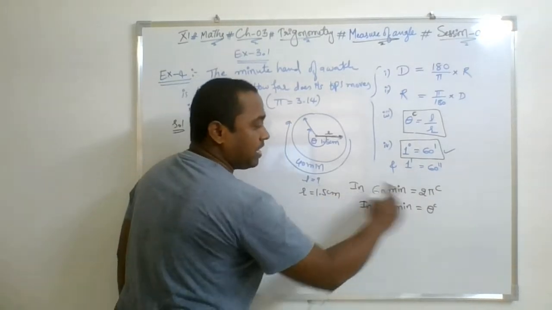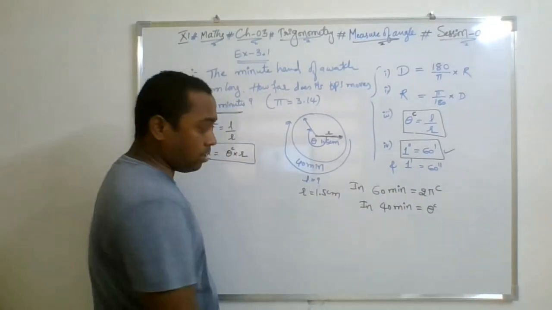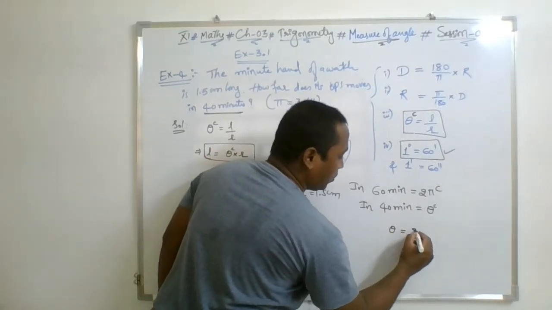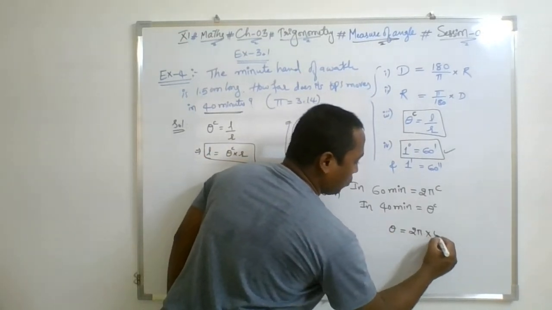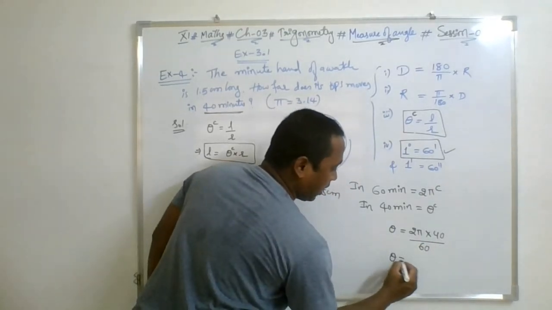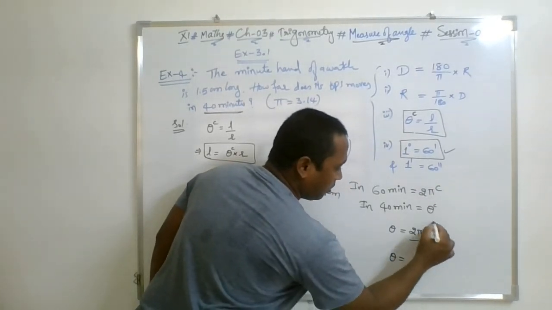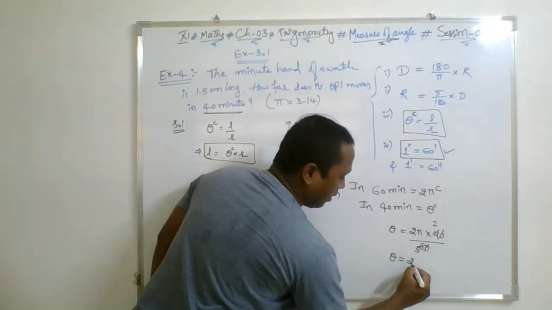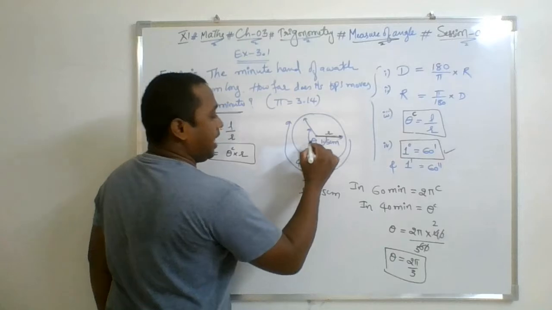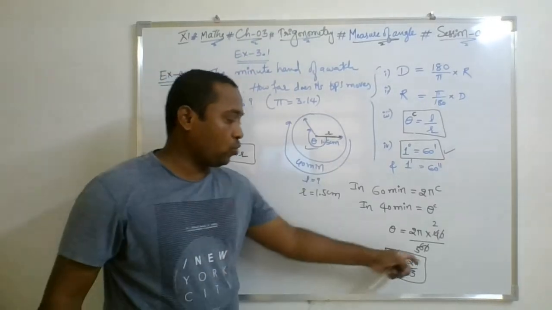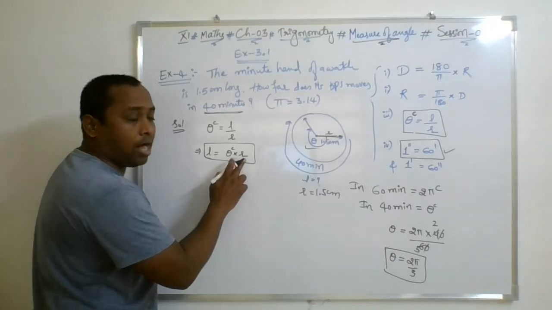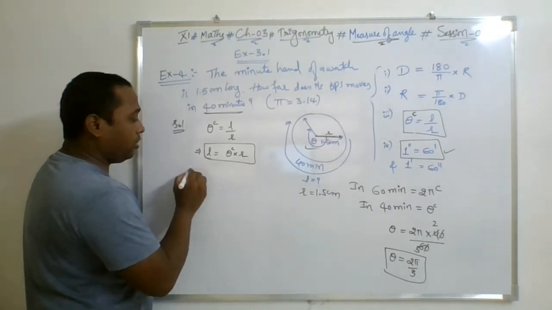Just use the cross multiplication method to get the angle. So theta is equal to simply 2 pi into 40 by 60. So theta is equal to, 0 and 0 cancel, 2 twos are 2, 3 threes are... So finally we got the angle formed at the center as 2 pi by 3. Now use this angle and the r value to get the length of arc.